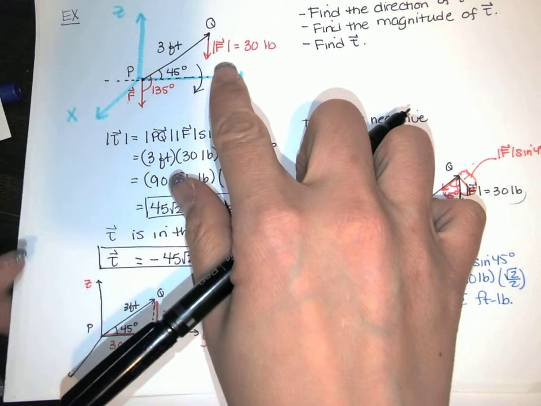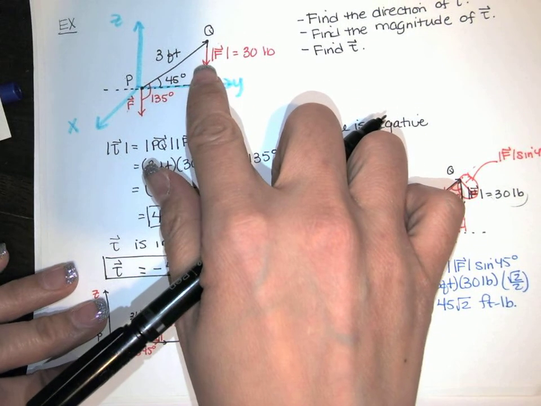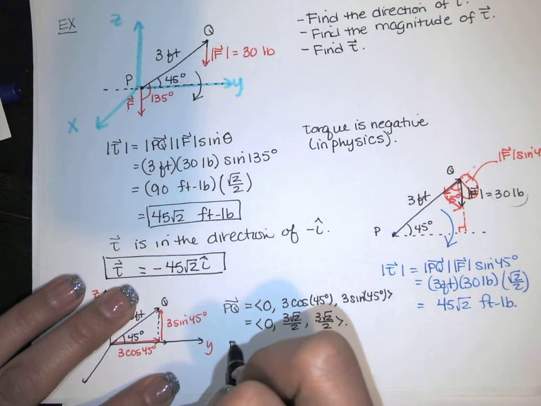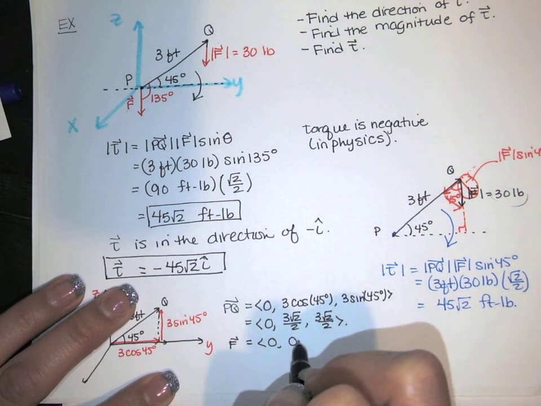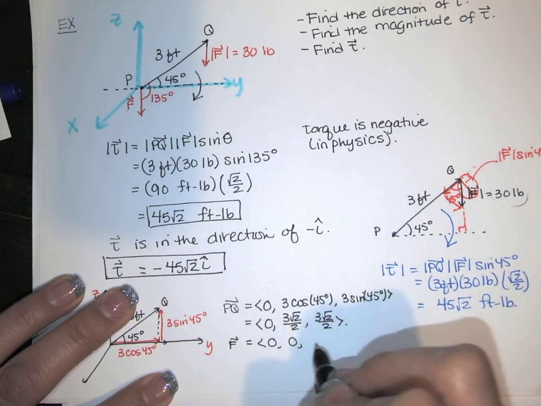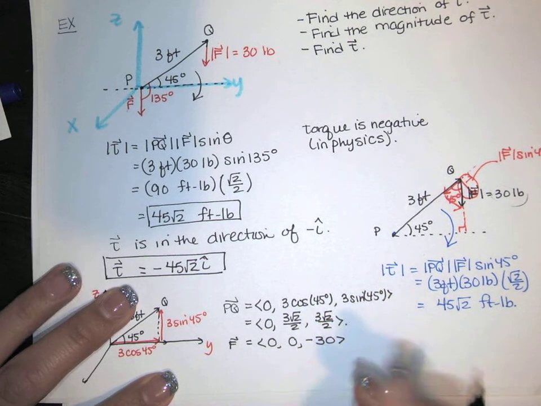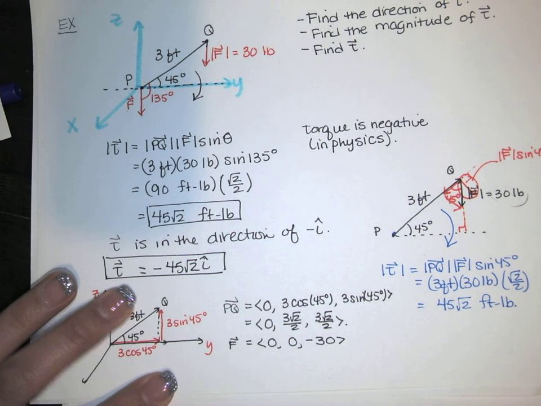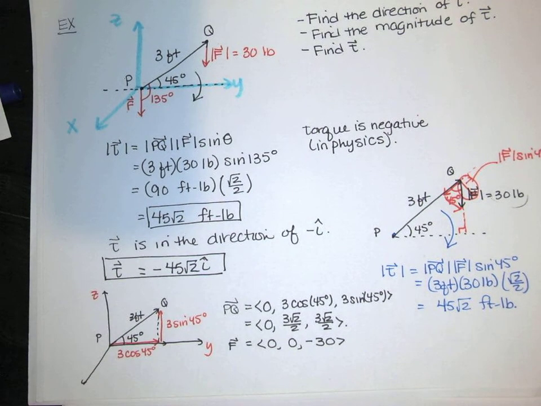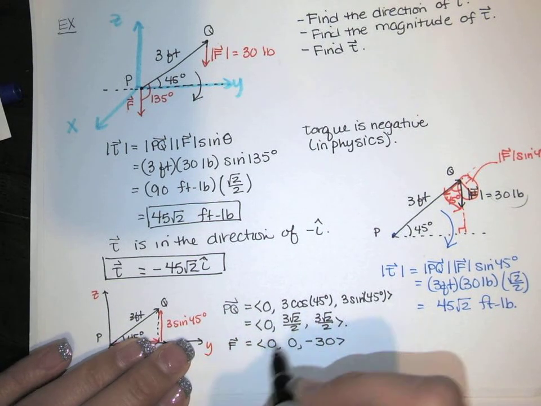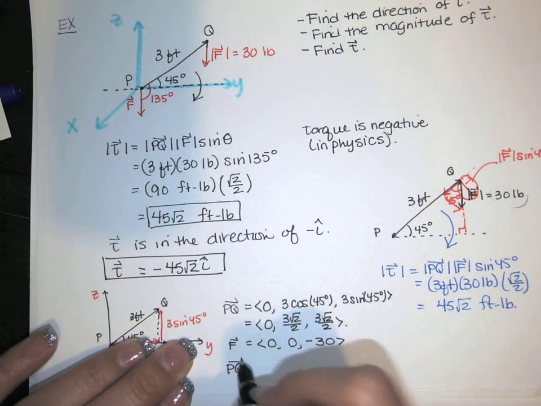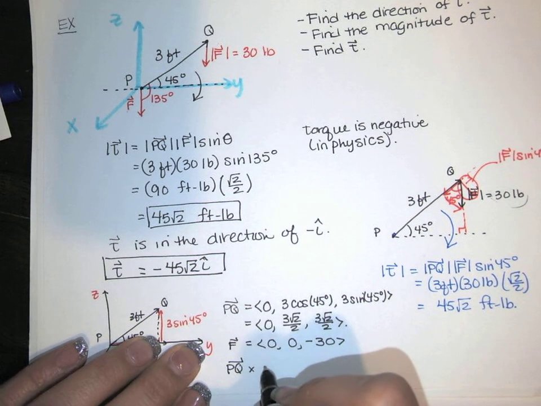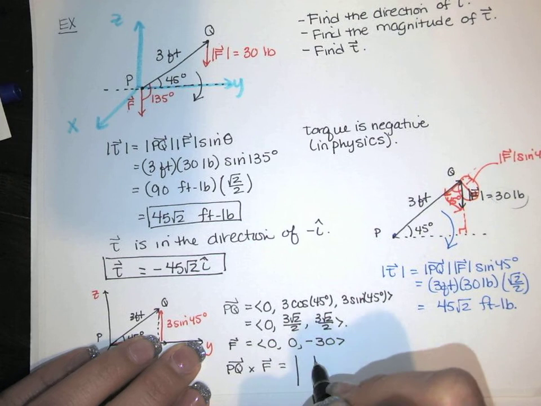And now our force F is actually really simple. It has no x component and no y component. It's just all pointing down in the z direction. So our force has components of 0 and 0 in the x and y directions, and negative 30 in the z direction, because it's pointing down in the z direction, and we know that the magnitude of the force was 30 pounds. So you say, okay, Miss Townsend, how do I find the torque? Well, you could just take the cross product of these guys. And we should get the same answer that we got just by finding the magnitude and then using the right-hand rule to find the direction.